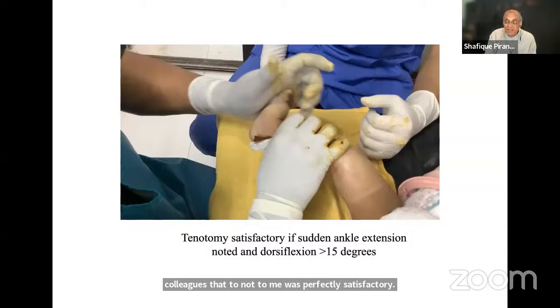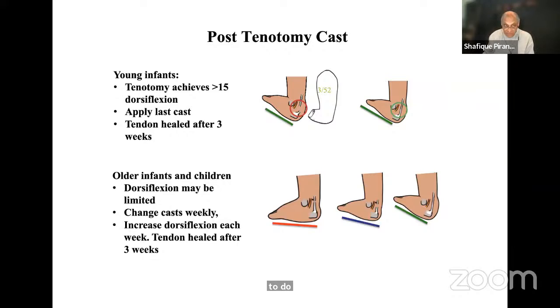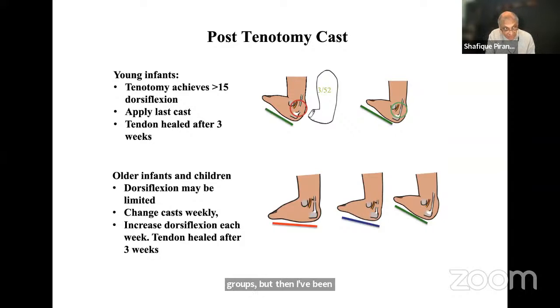Although you might be faced with that problem, which I showed you, that you might not get sufficient ankle dorsiflexion, and you might need to do sequential casting every week or so, till you get sufficient dorsiflexion in the older age group. But then I've been hearing from other colleagues in India who've been doing tenotomies even up to teenage years. So the answer to that question, when do you do Achilles tenotomy, or when do you have to do open lengthening, is still an answer that needs to be explored.